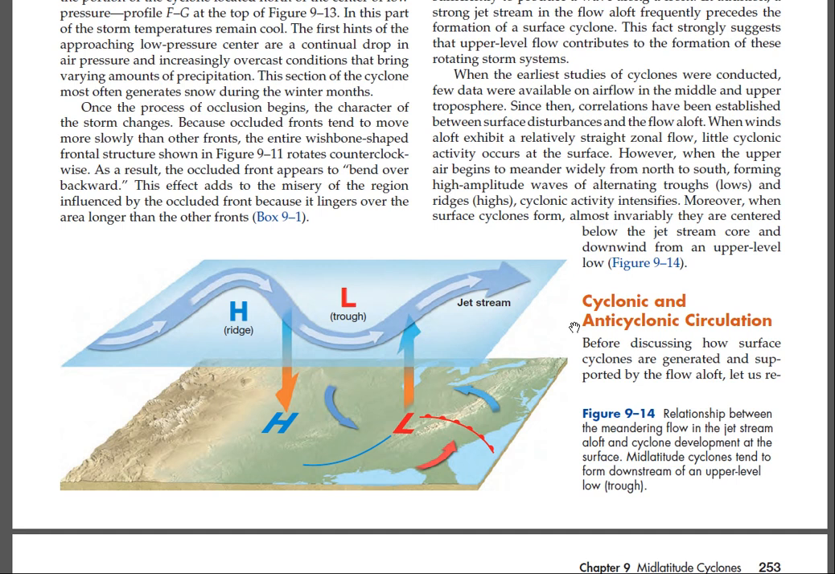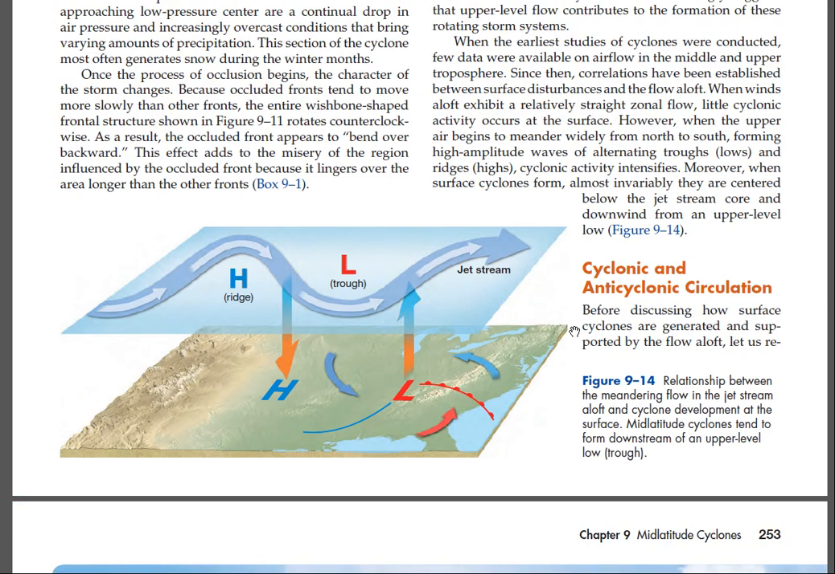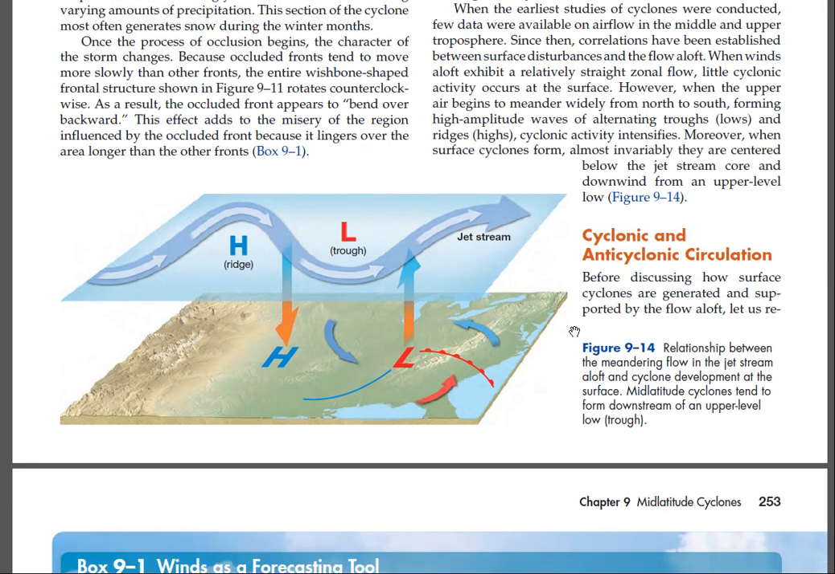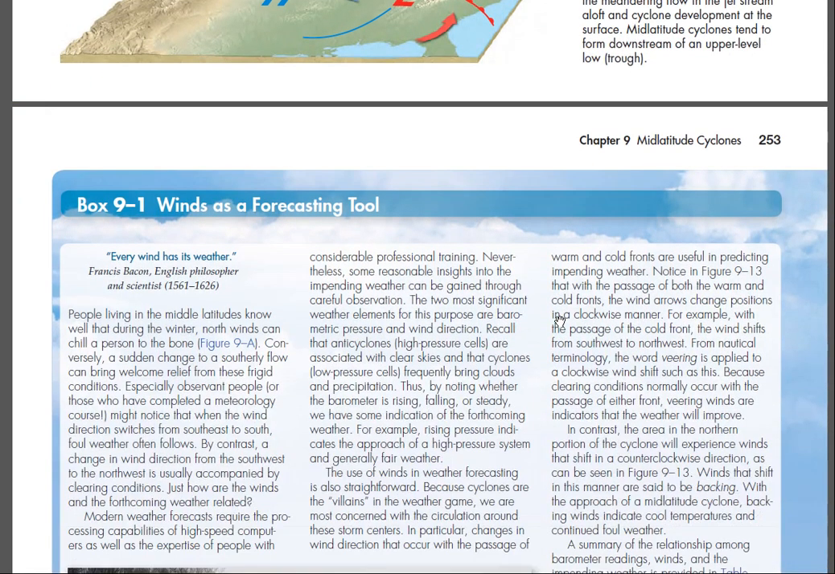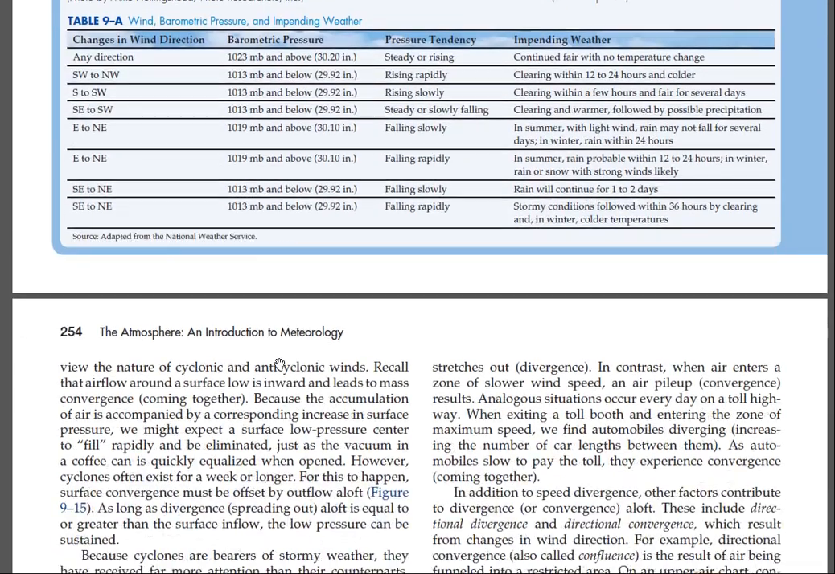Cyclonic and anticyclonic circulation. Before discussing how surface cyclones are generated and supported by the flow aloft, let us review the nature of cyclonic and anticyclonic winds.